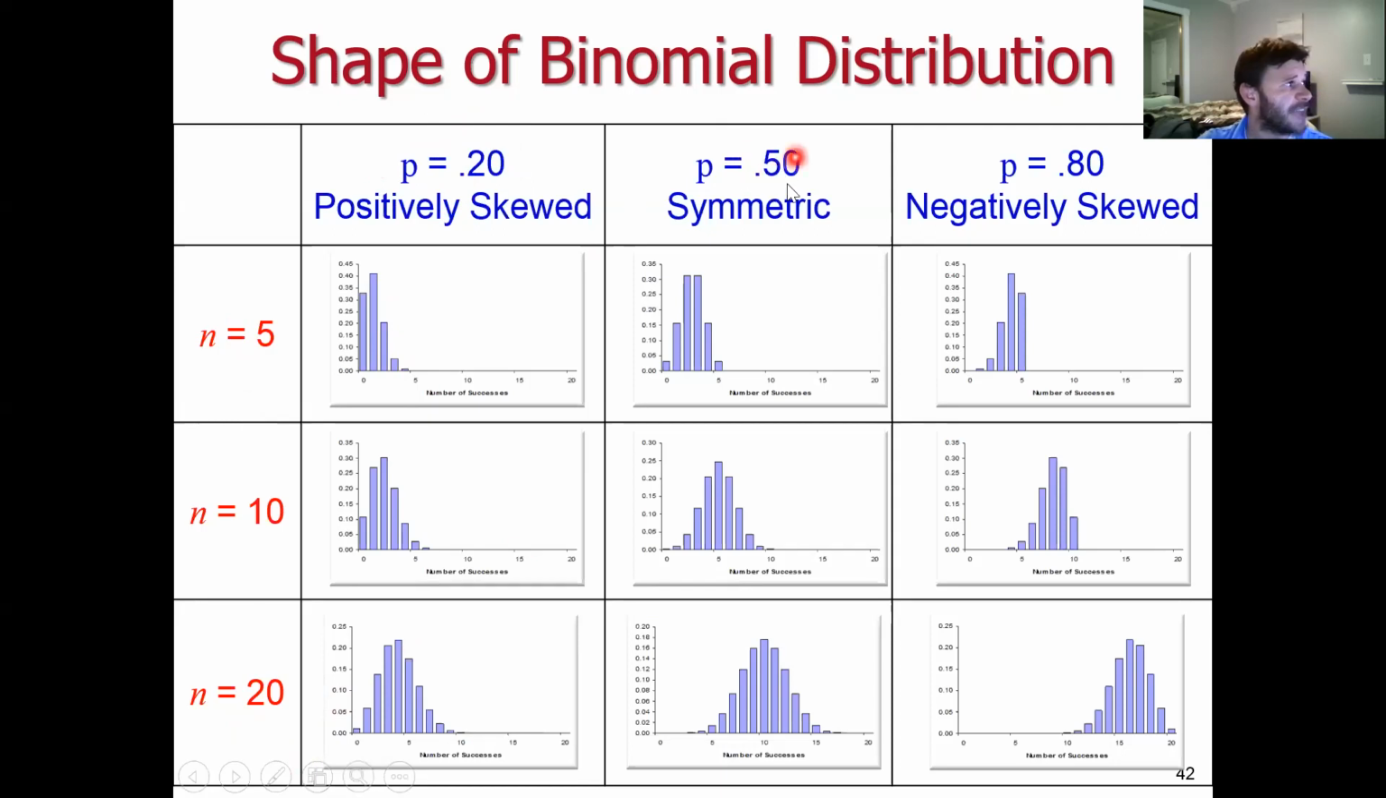If P is exactly equal to 0.5, then it's symmetric no matter what we do, but as N gets bigger, it looks more and more like a nicer bell-shaped distribution. And when P is 0.8, we get some negative skewness for low values of the number of trials N, but as we increase those, to 10, to 20, the resulting distribution looks less skewed and looks more symmetric.